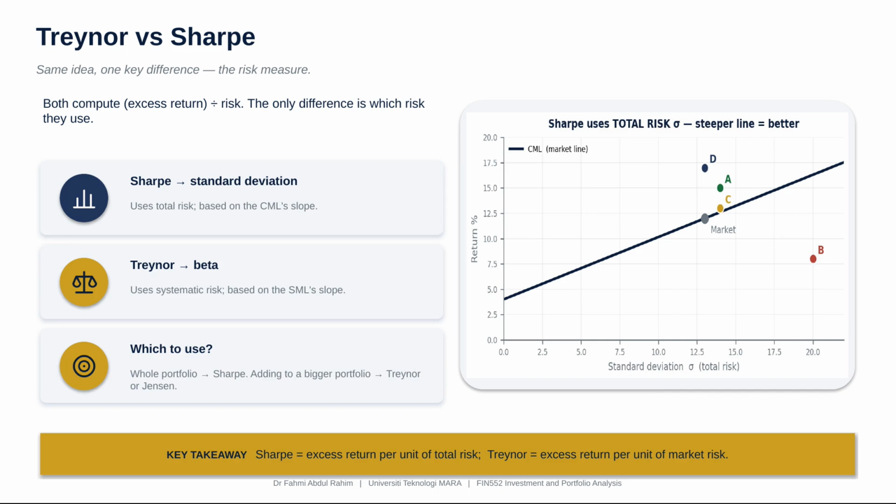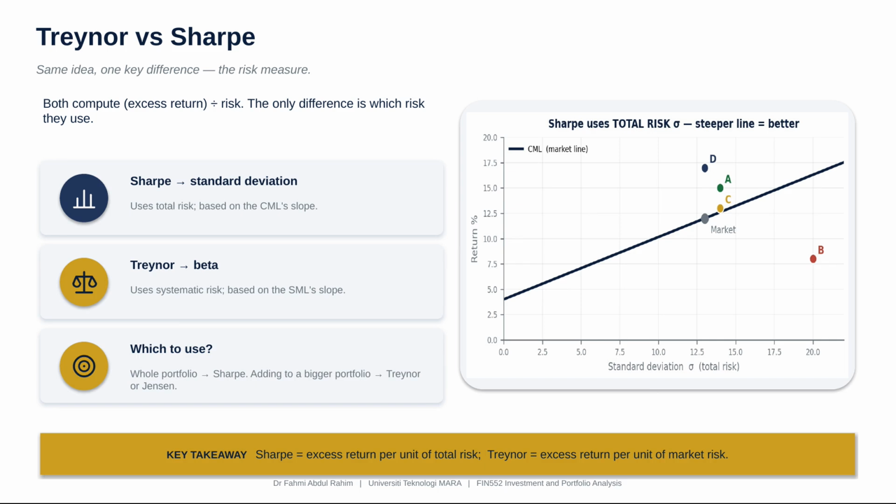If you are judging a whole standalone portfolio where all of its risk matters, use Sharpe. If the portfolio is just one piece being added to a bigger, already diversified portfolio where only its market risk matters, use Treynor or Jensen. The chart on the right shows the Sharpe idea. Each fund is plotted against its total risk sigma, with the steepness of the line from the risk-free rate measuring performance. A steeper line is better.